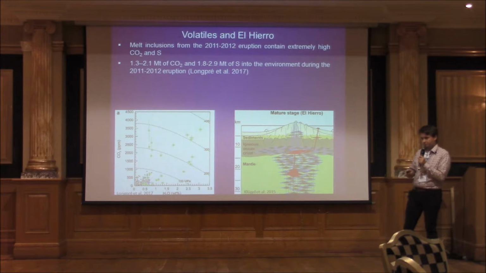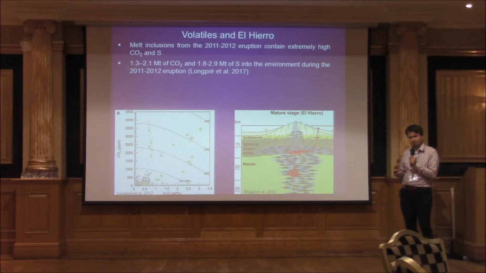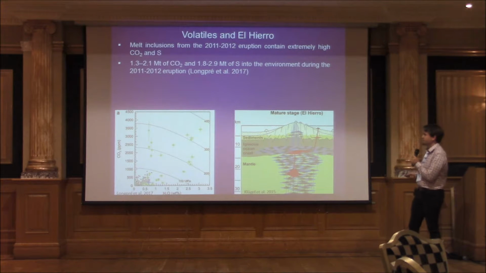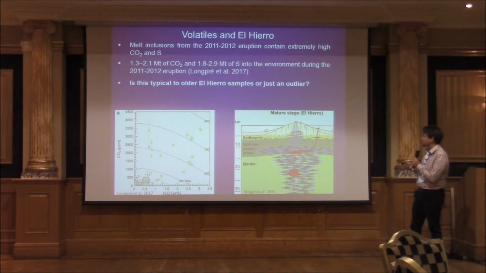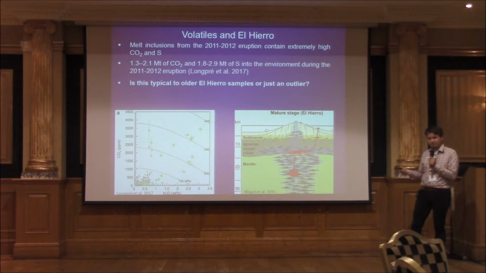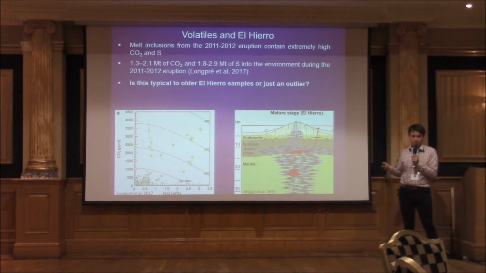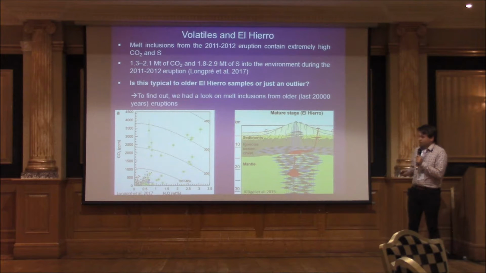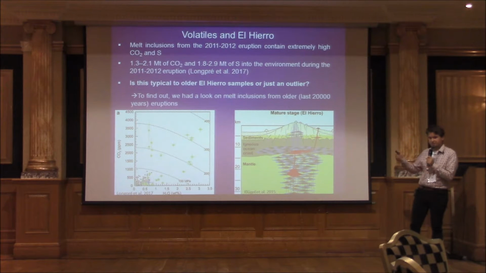This eruption, which was a relatively small eruption, just around 0.3 cubic kilometers of magma erupted on the ocean floor, emitted around 1.3 to 2.1 megatons of CO2 and around 1.8 to 2.9 megatons of sulfur, which is quite a lot compared to the size of the eruption. However, there is still an outstanding question whether this volatile-rich magma is typical to El Hierro or is just an outlier. To find this out, we had a look at melt inclusions from older eruptions, and by older I mean in the last 20,000 years.